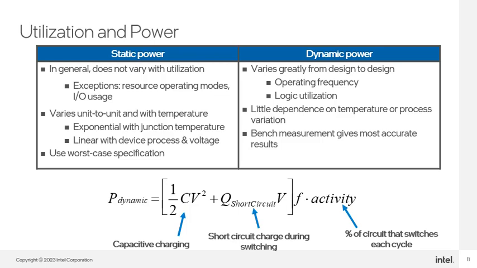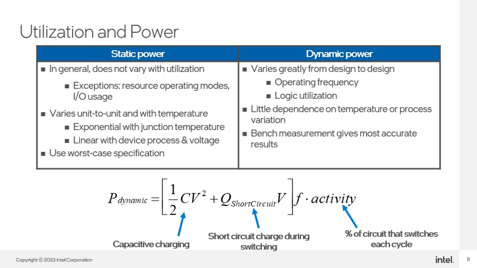A device operating in a higher temperature environment without proper cooling raises junction temperatures and can greatly increase static power. An effective cooling solution can help with this. When designing power supplies, be sure to use the worst-case static power specifications for your selected device and operating environment.